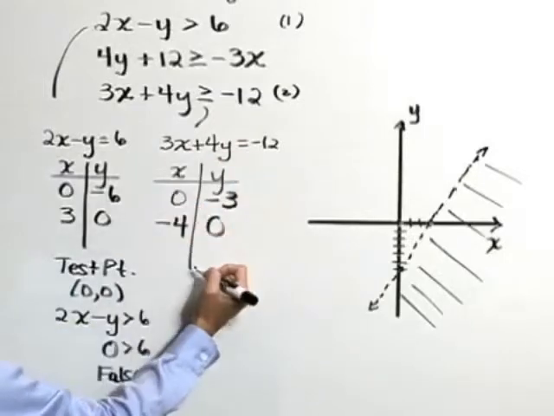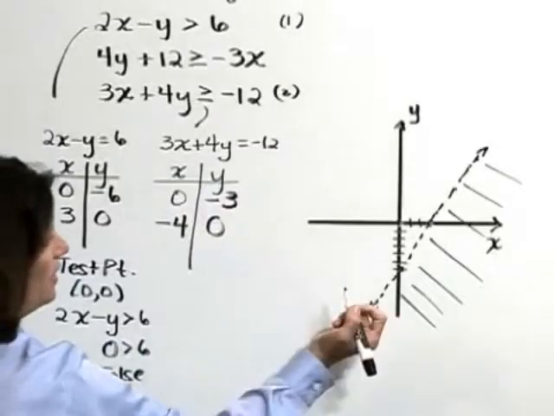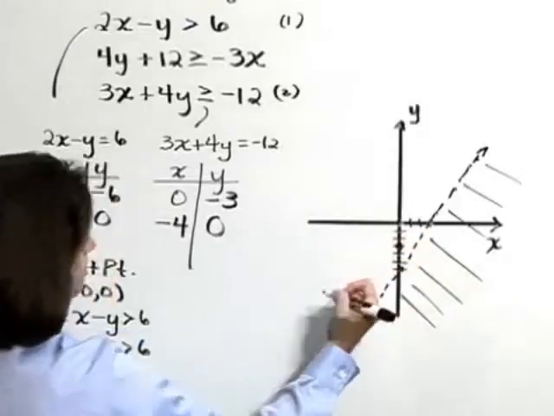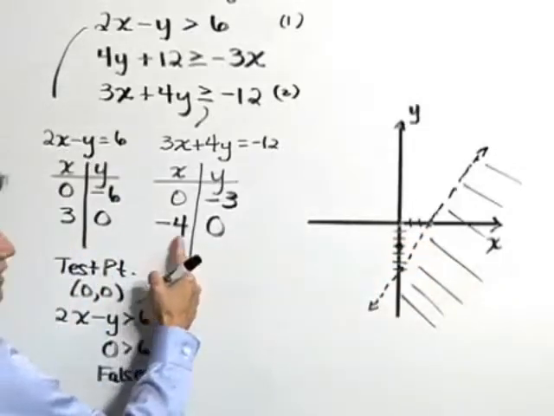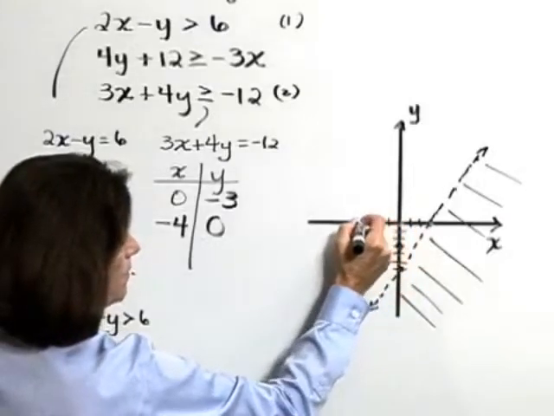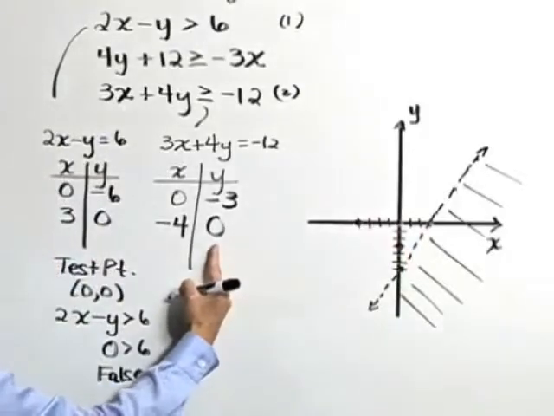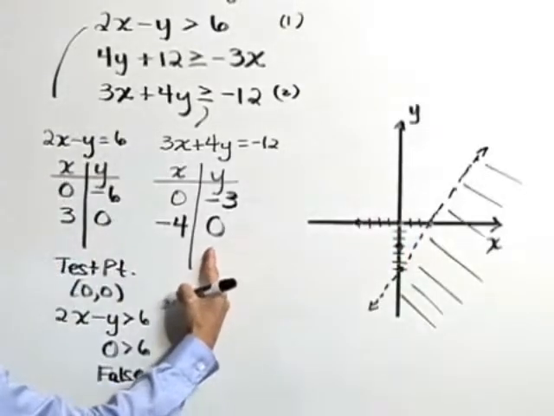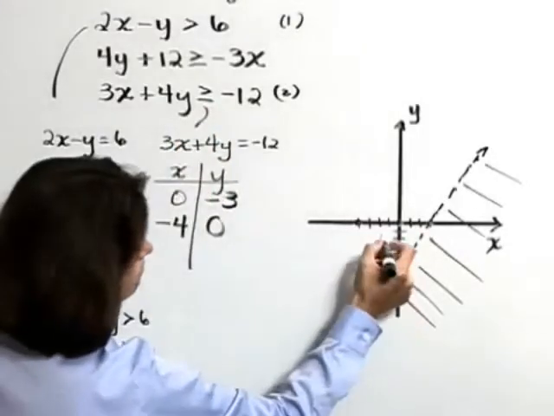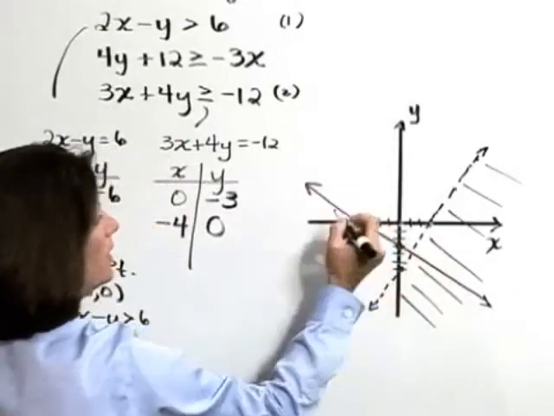So the boundary line for this region is going to go through the point 0, negative 3. That's x equals 0, y equals negative 3. It's also going to go through negative 4, 0. That's x equals negative 4, y equals 0. As we graph this line, we're going to graph it as a solid boundary line because our inequality does have the equal to sign as part of its statement. So graphing that line as a solid line.